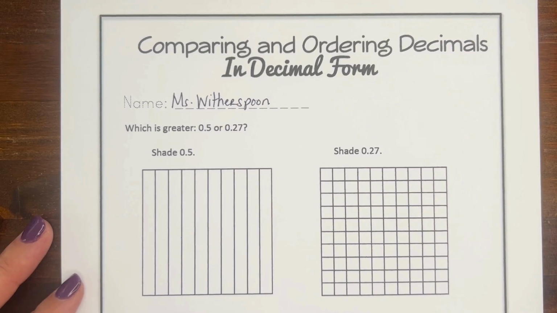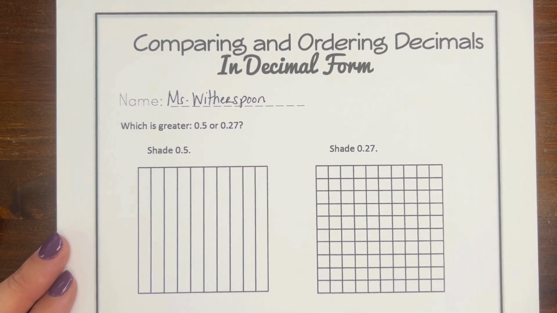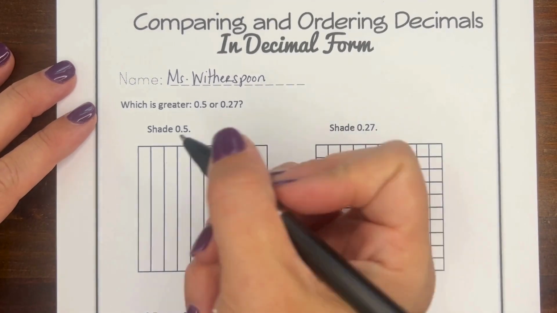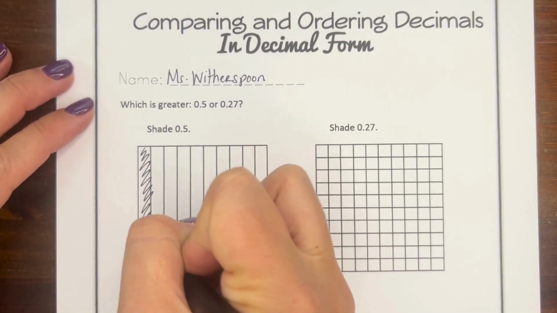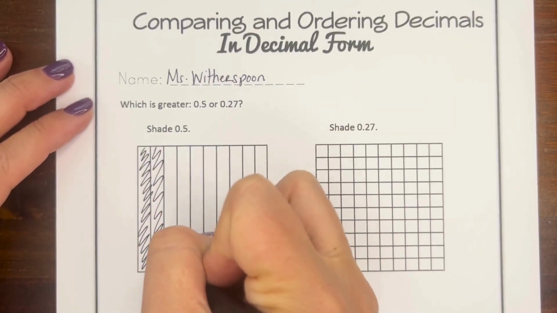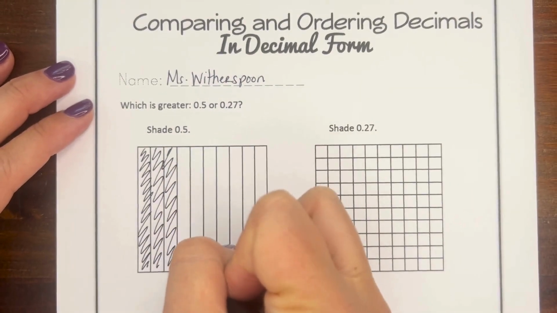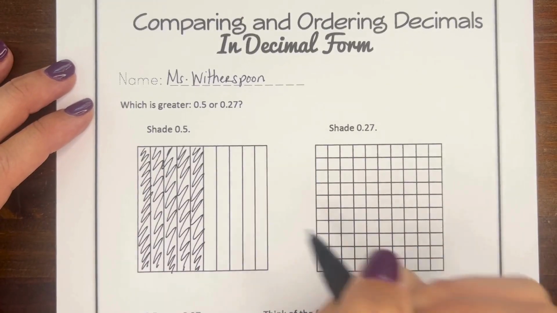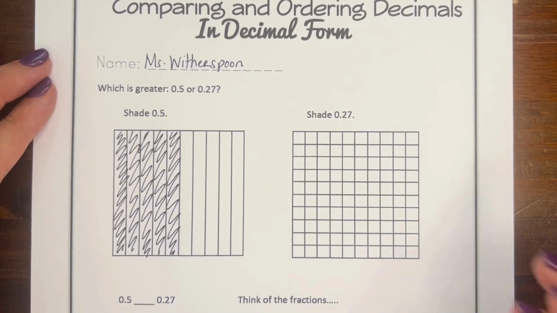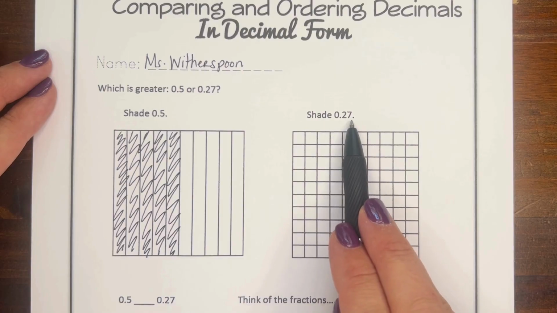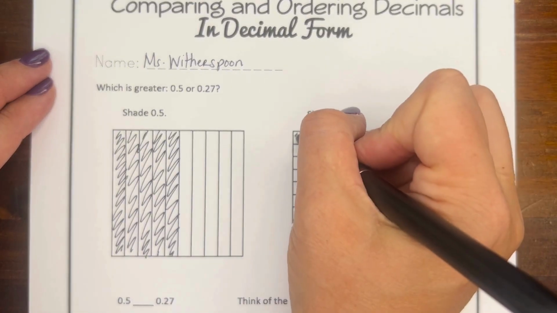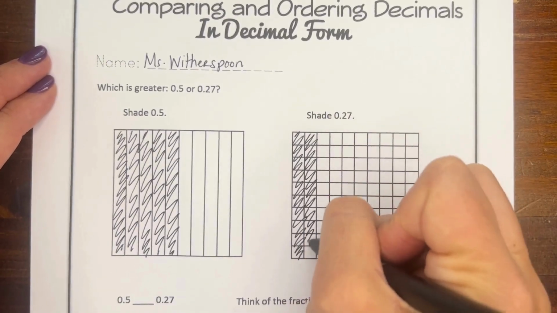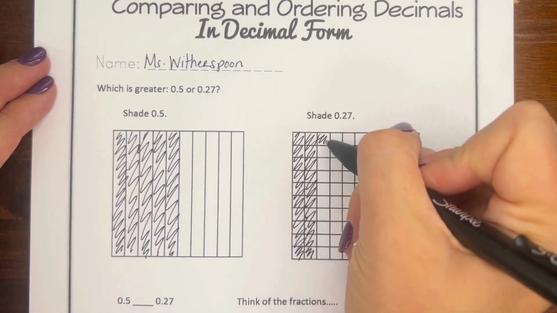To understand why 5 tenths is actually greater than 27 hundredths, we're going to look at the model and then also the fraction. So if we shade 5 tenths, each of these bars represents 1 tenth. We can shade in 5 of them and see that half of our figure is shaded. When we shade 27 hundredths, we know that that's the same as 2 tenths and 7 hundredths. So we're going to shade 2 bars or 20 pieces and then 7 more, 7 hundredths.